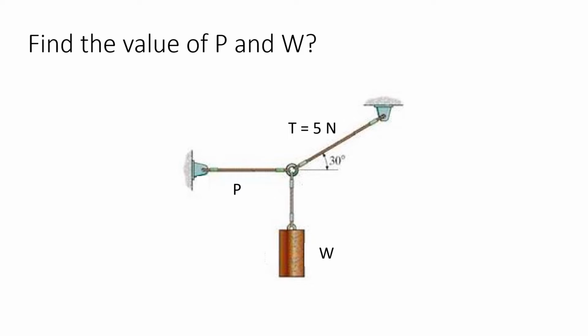Now we see an example of equilibrium in forces. Here we can see that a weight of W is being pulled by two strings, P and T, where T is equal to 5 Newtons at an angle of 30 degrees. Here we would like to find the values of P and W.